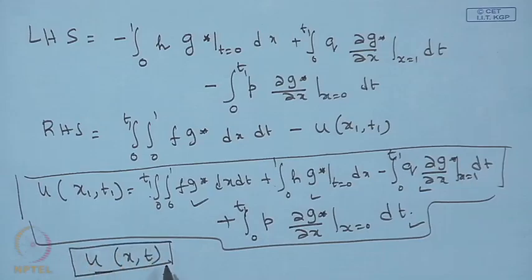So, I stop here in this class. In tomorrow's class, I will evaluate these integrals one after another and obtain the complete solution of u as a function of x and t for a non-homogeneous parabolic partial differential equation using the Green's function method. Thank you very much.